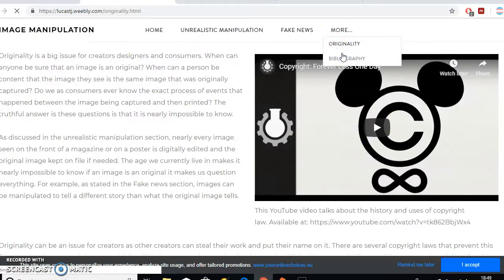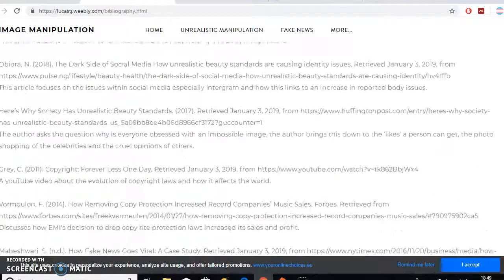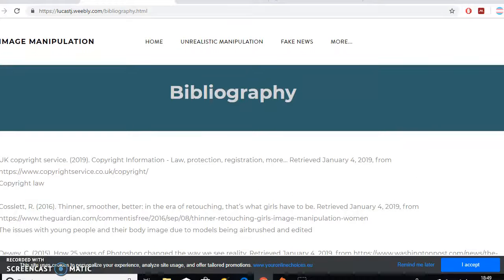And then finally, the annotated bibliography, which just has all of the references and bibliography stuff and notes that I made.